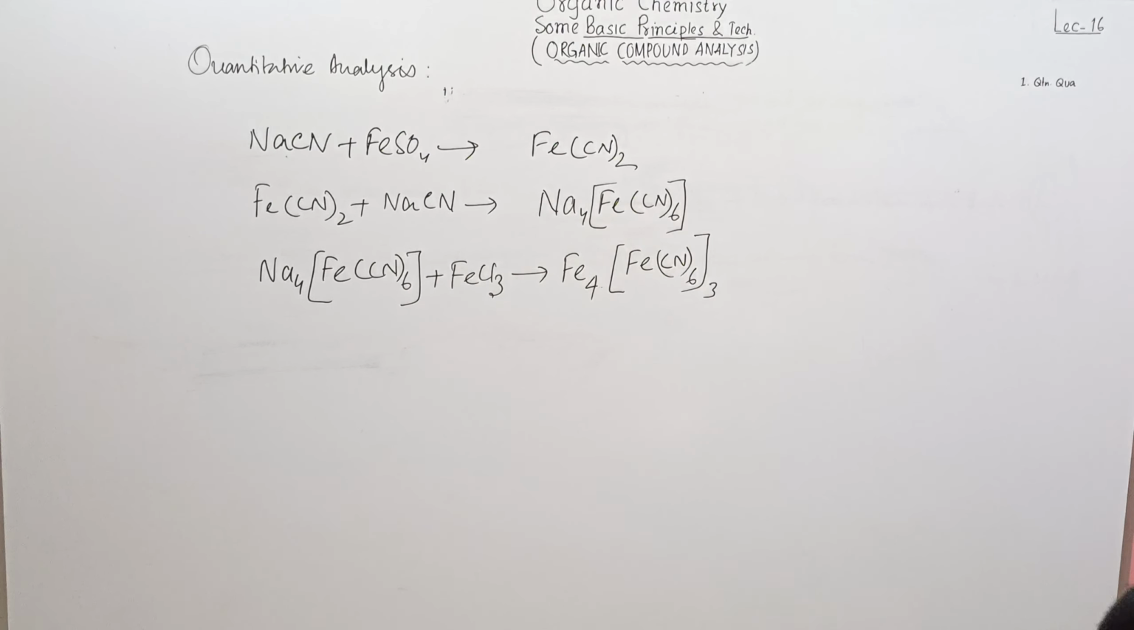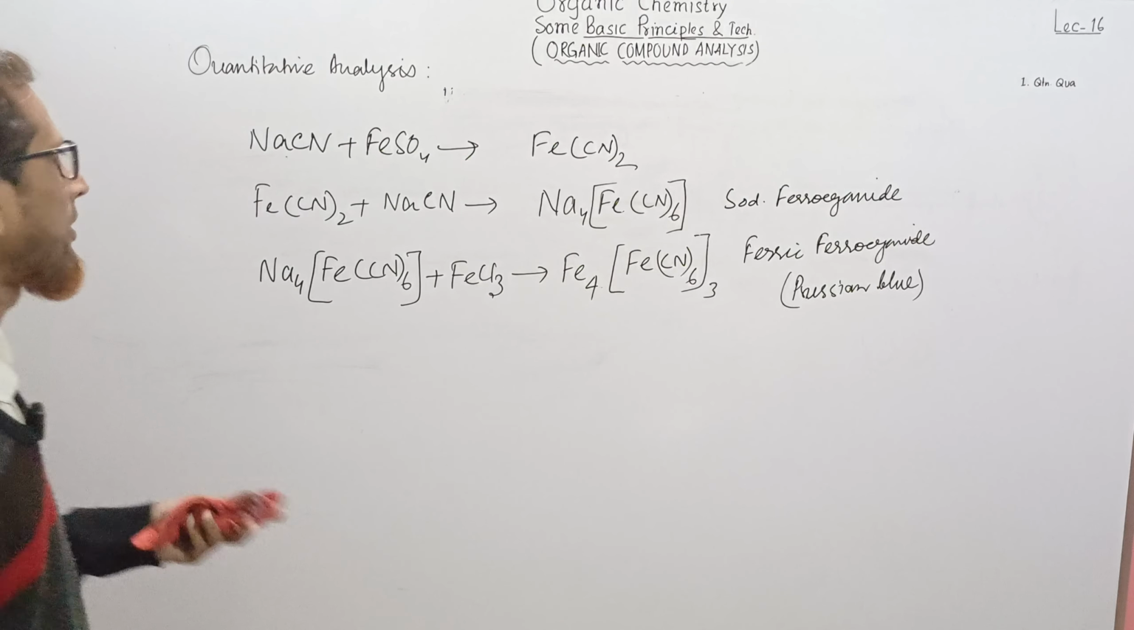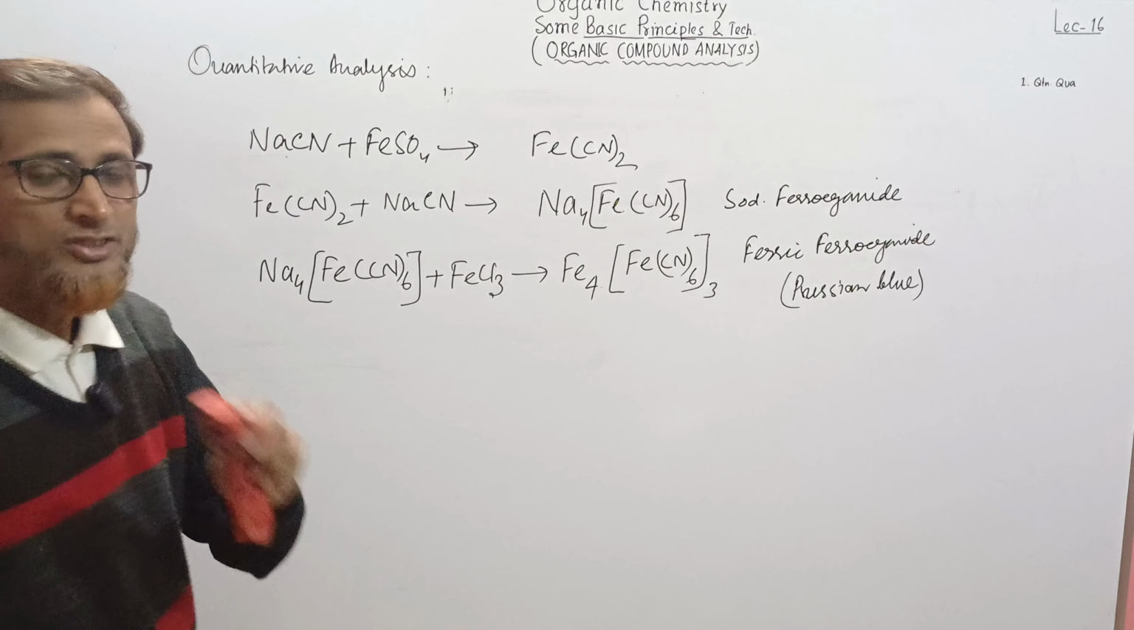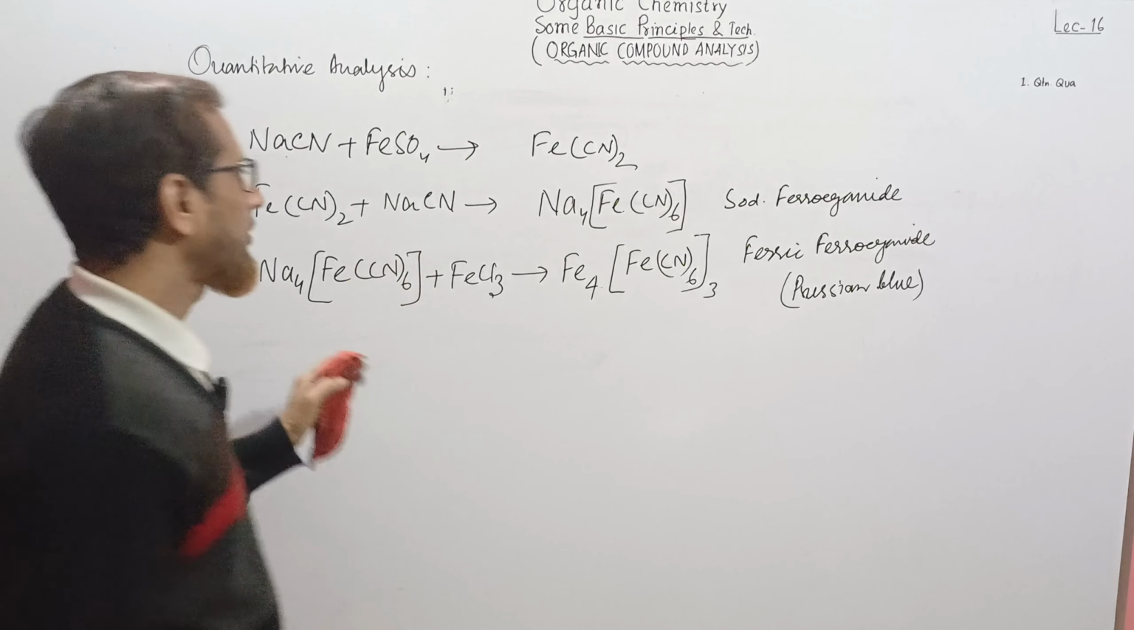Very often, the structure of sodium ferrocyanide, or the complex structure of ferric ferrocyanide, which is Prussian blue, is asked in the exam. So this is the first test of nitrogen.